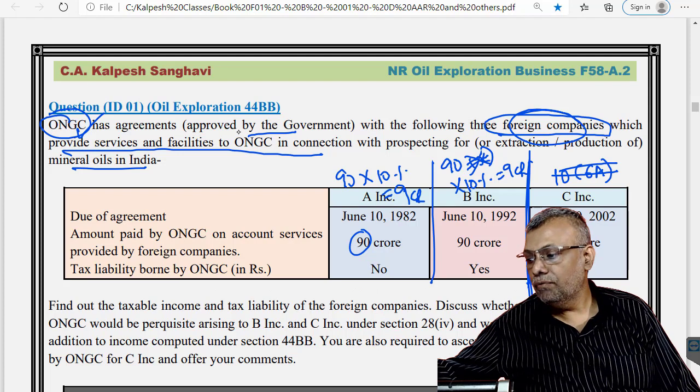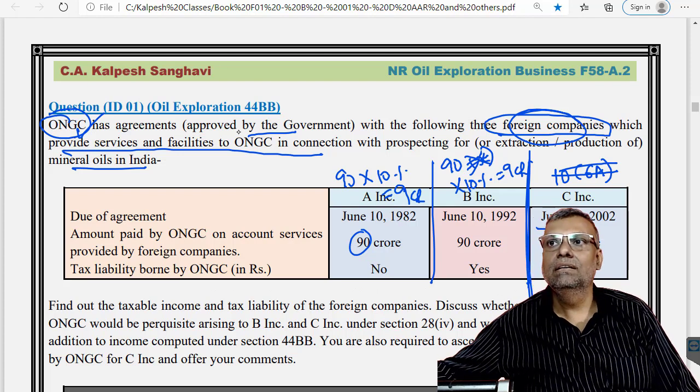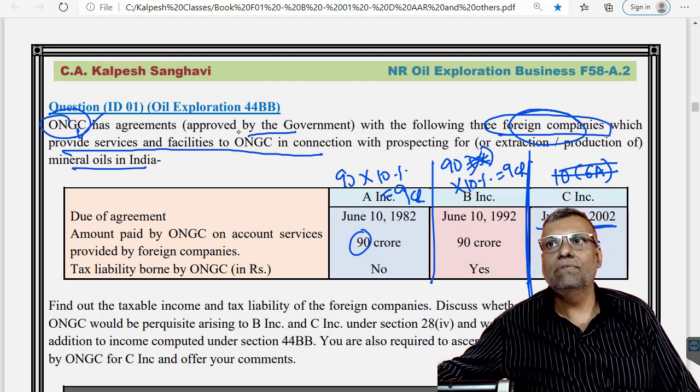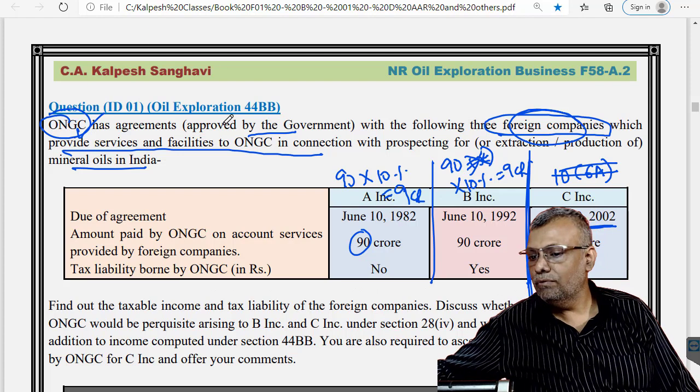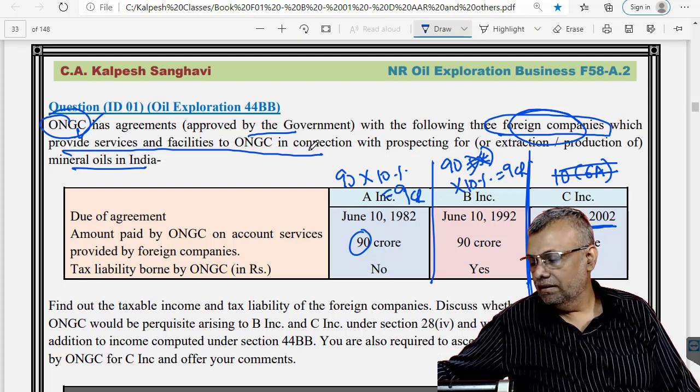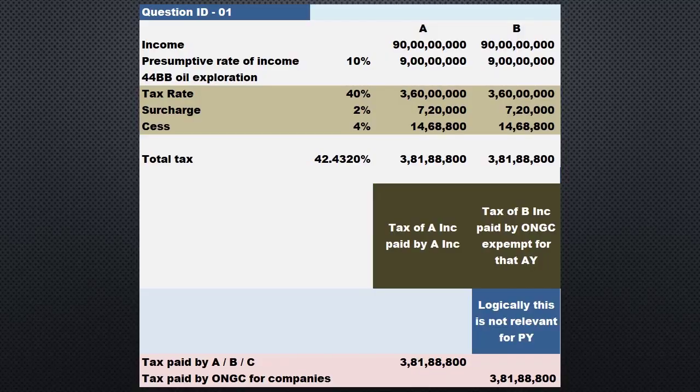Now for CINC, the 10(6)(a) benefit is anyway not applicable, because your agreement is after the specified date. Here you have to understand the calculations very properly, and here the students are likely to make a lot of mistakes.